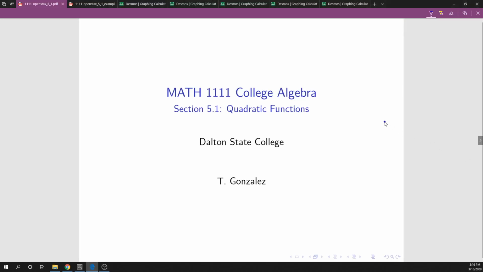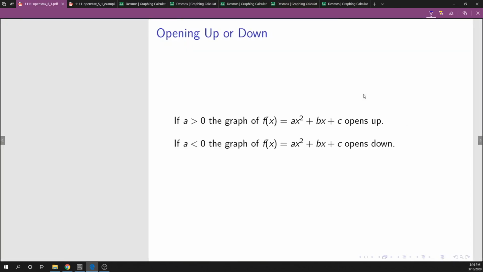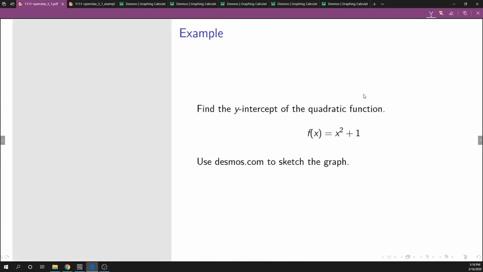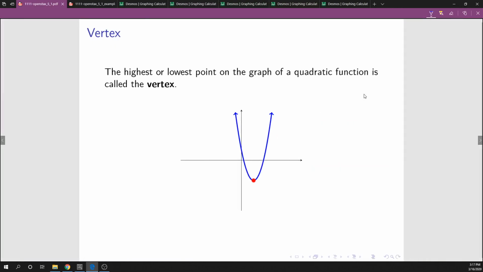In this video, we're going to talk more about quadratic functions, specifically finding the vertex of a quadratic function. The vertex of a quadratic function is the highest or lowest point on the graph of the quadratic function. Here's an example of a parabola that opens up. This parabola will have a lowest point, right there at the bottom. It will not have a highest point because the graph just keeps going up and up like this.